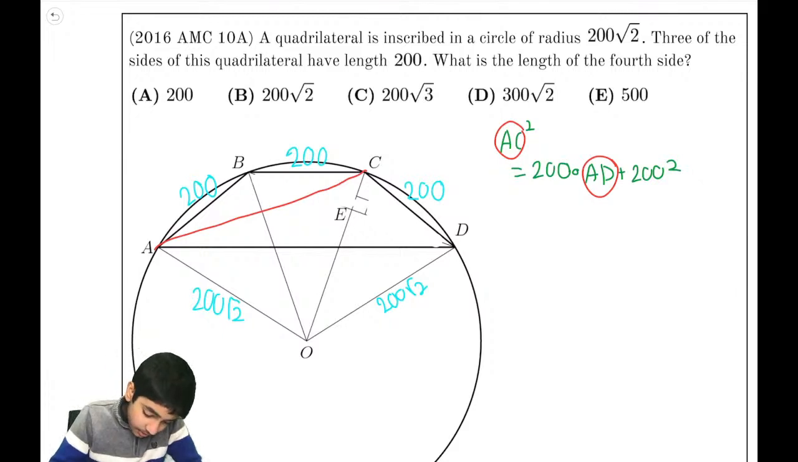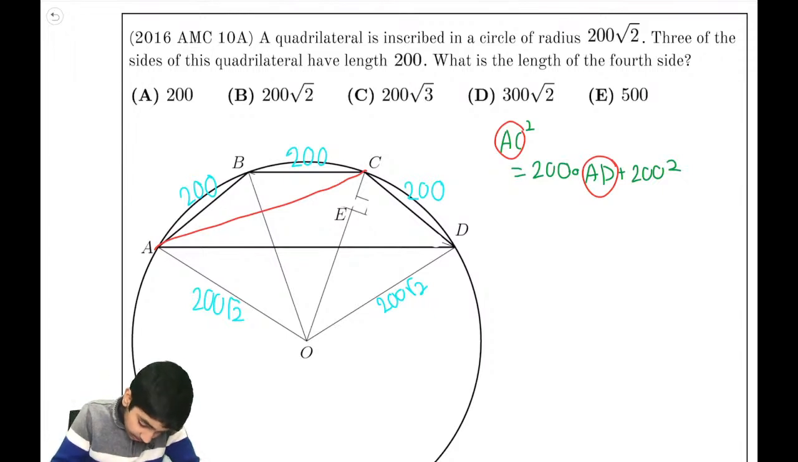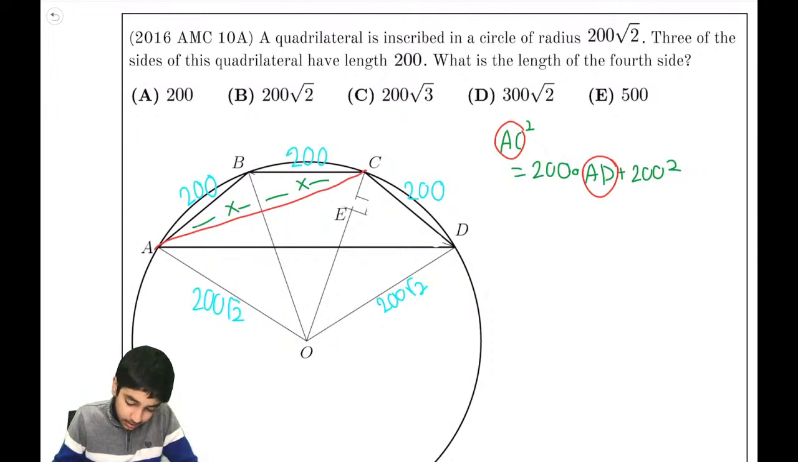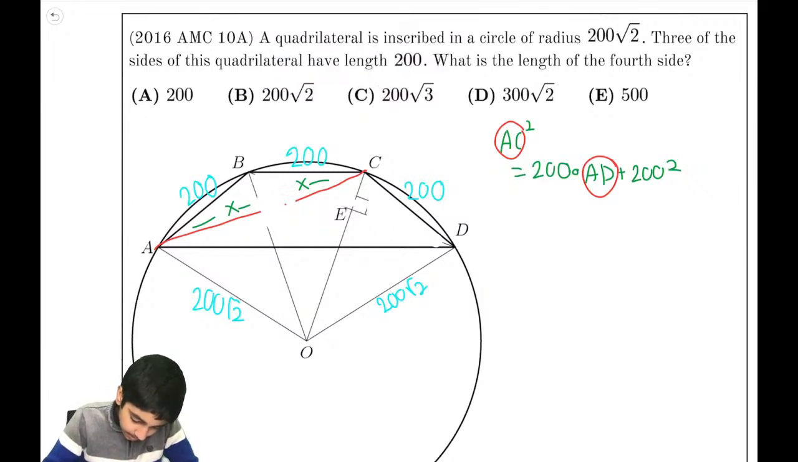The thing is, AC is, again, some length that can be easily transformed into an easier length. Consider these two lengths, x and x. They're both half of AC. So if we find the length of x, we find the length of AC. And so then here, we can easily find the length of x.